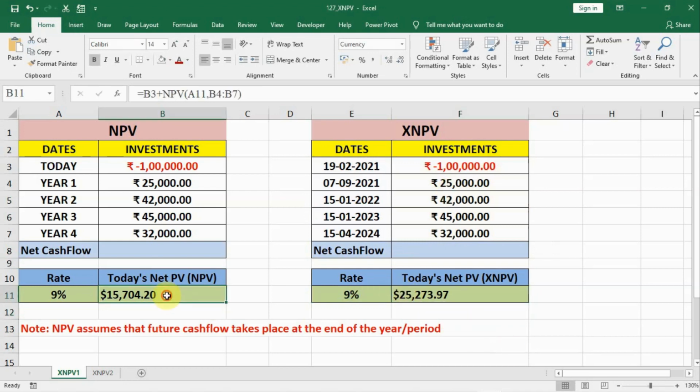So you see there is a big difference between the two. In the first case, NPV was considering it on a periodic basis, like a gap of exactly 1 year. Whereas in the second case, there are the dates and the gap is uneven. It is not fixed or not periodic.